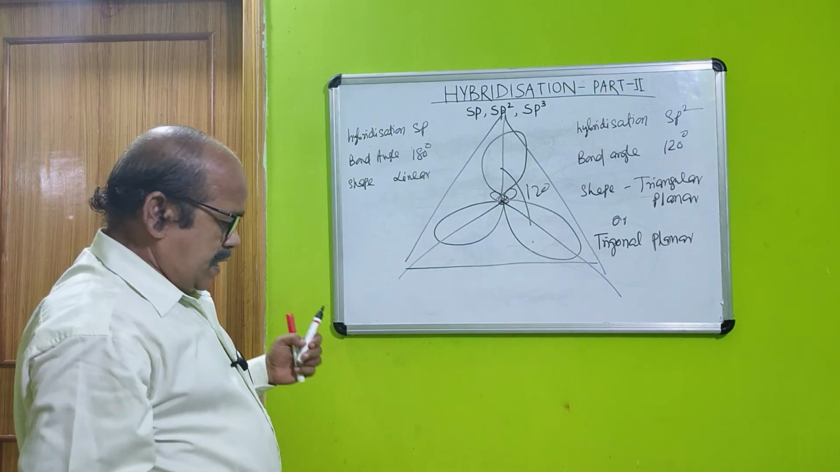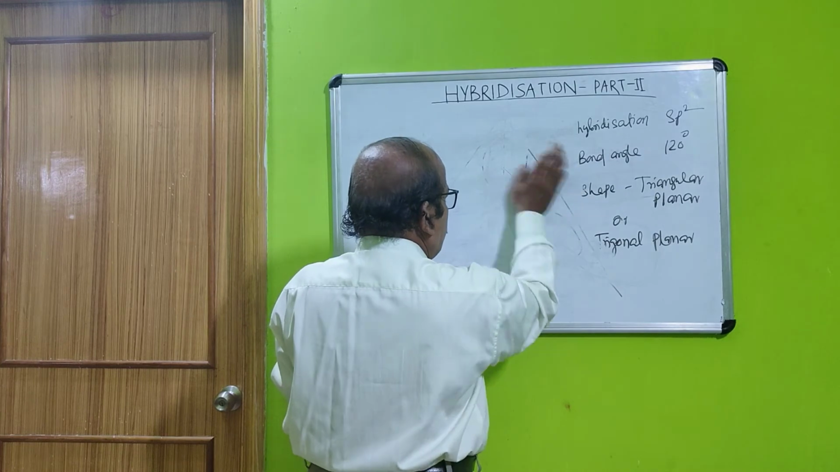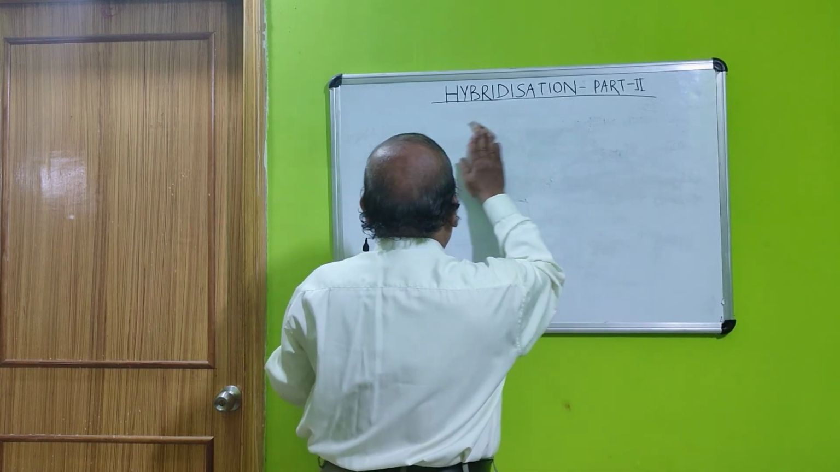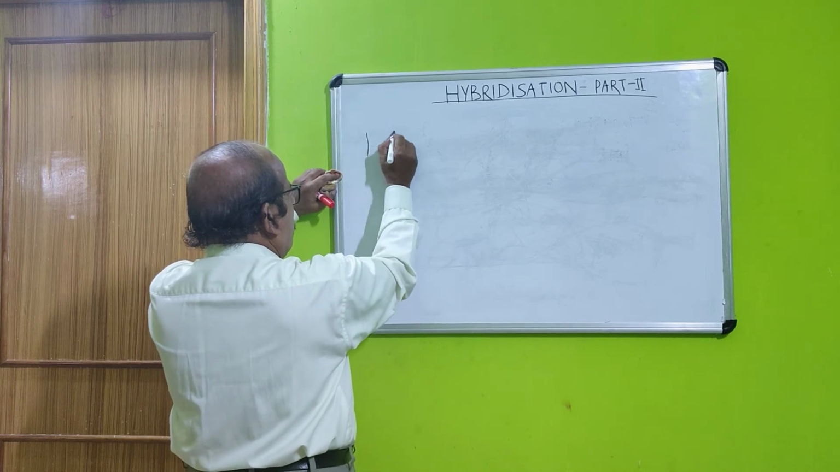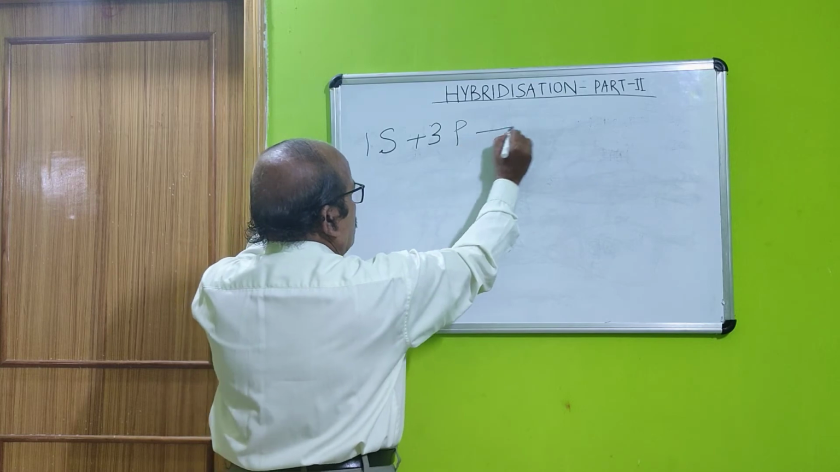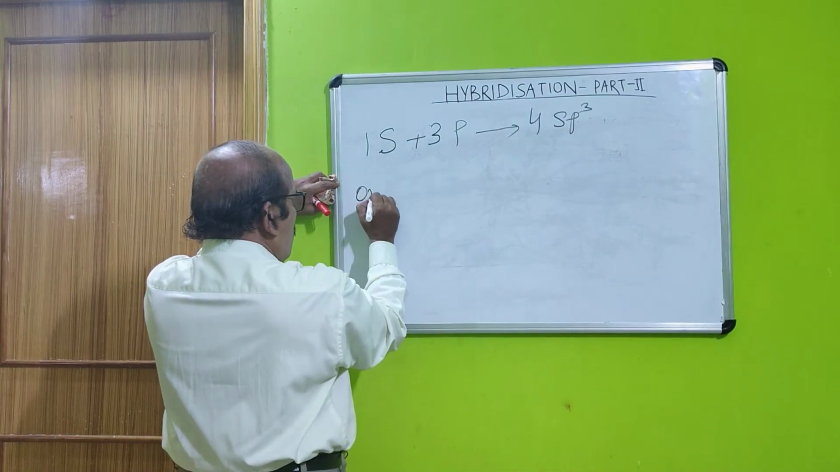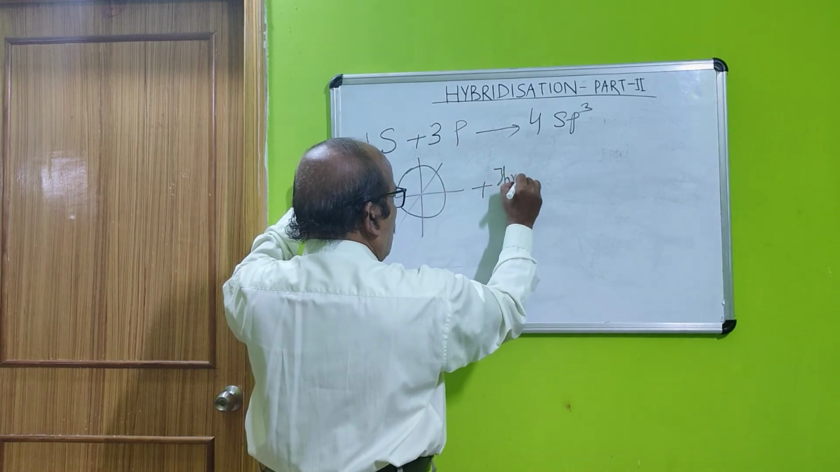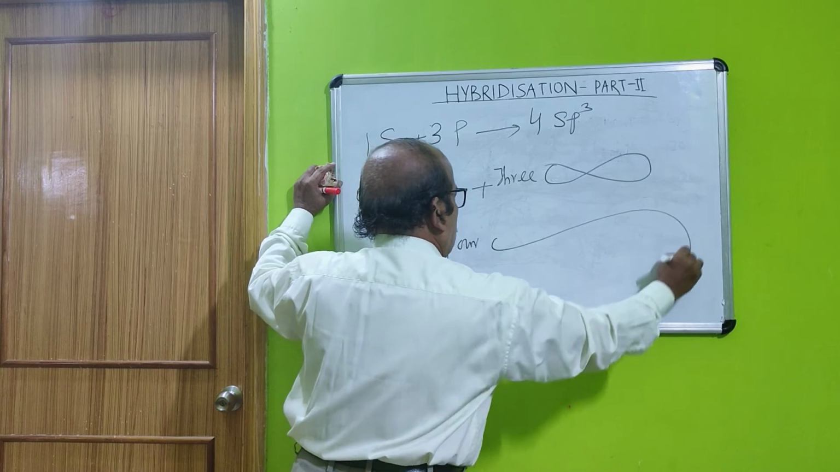Now the last part, sp3, I shall tell you. When 1s will combine with 3p, the product, 1 plus 3 is 4, sp3. This is like this, 1s plus 3p, the product is 4 sp3.